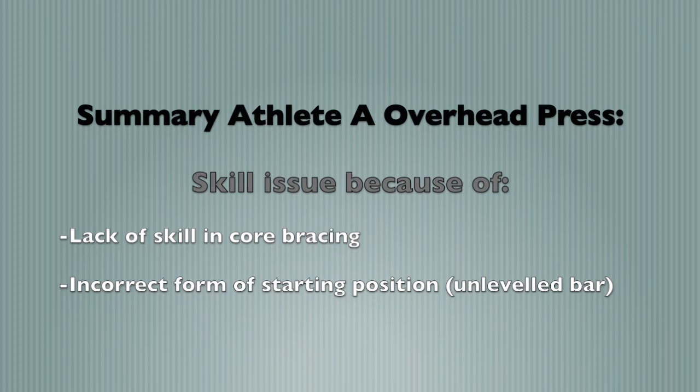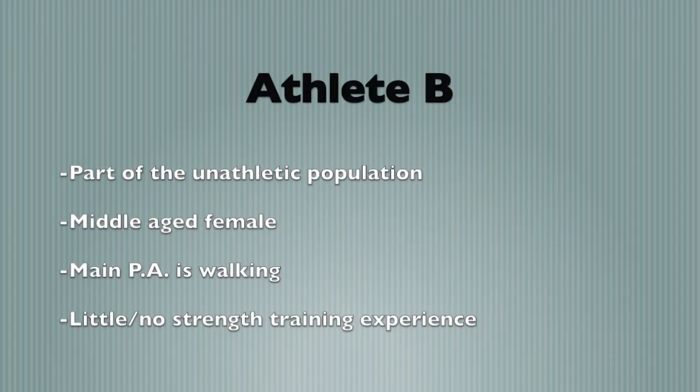Moving forward, the aim is to further work on shoulder flexion mobility and identify the cause of the present anterior pelvic tilt in both the squat and the overhead press. Athlete B is a middle-aged woman who does walking as her main form of physical activity and has little to no experience with strength training.